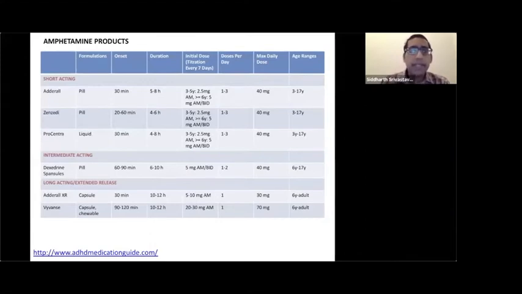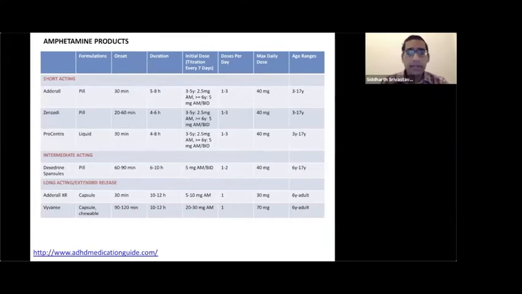In terms of the amphetamine products, short-acting versions include Adderall, Zenzedi, and ProCentra. The first two, Adderall and Zenzedi, come as pills, and ProCentra comes as a liquid. They kick in about half an hour. They last anywhere from 4 to 8 hours. They're given once a day, up to 3 times a day.